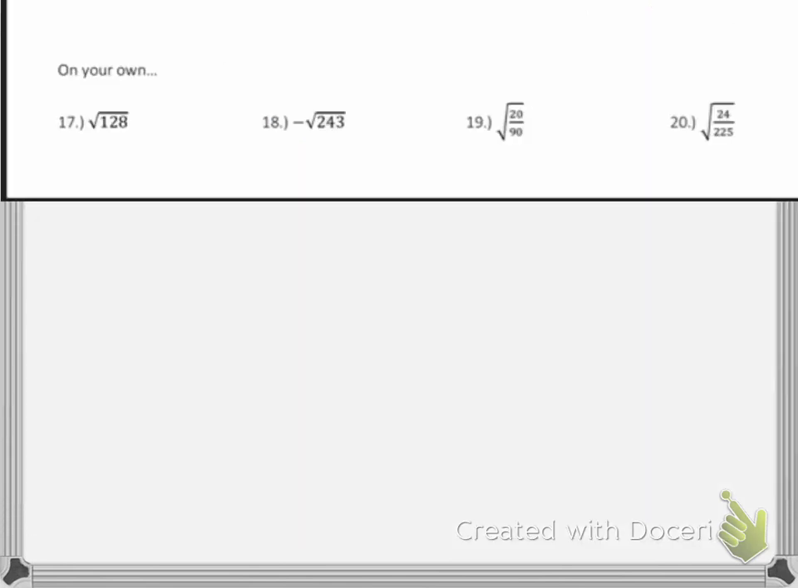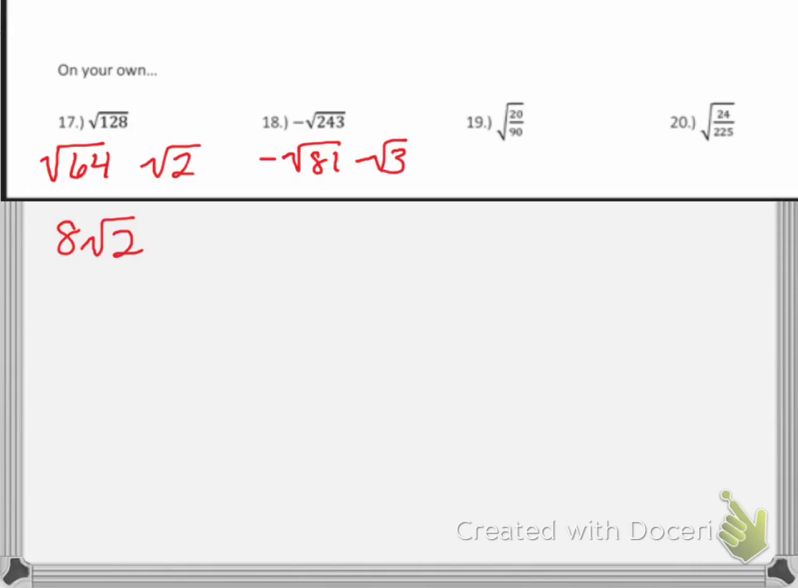All right, number 17, the highest perfect square that goes into 128 is 64. And times 2 gives me 128, so that's just 8 root 2. Number 18, without forgetting about the negative that's in the front, the highest perfect square that goes into this would be 81. So I get negative 9 root 3. And then number 19, I would break into root 20 all over square root of 90.